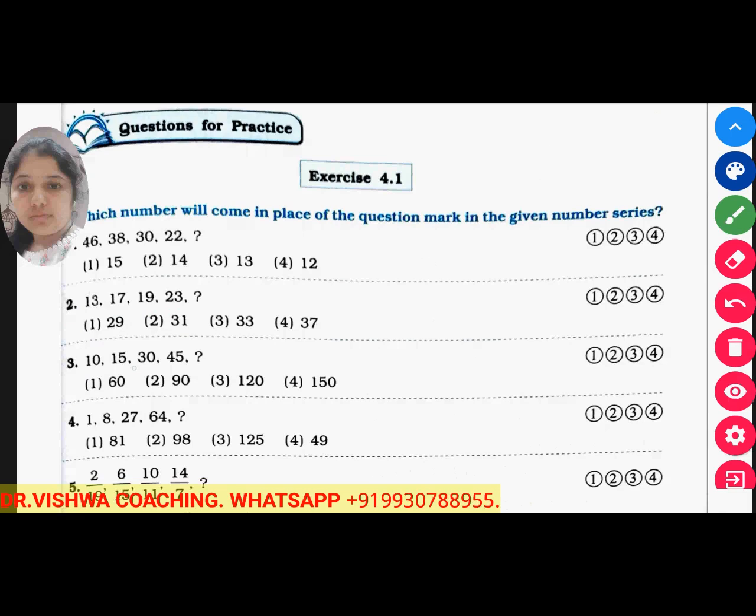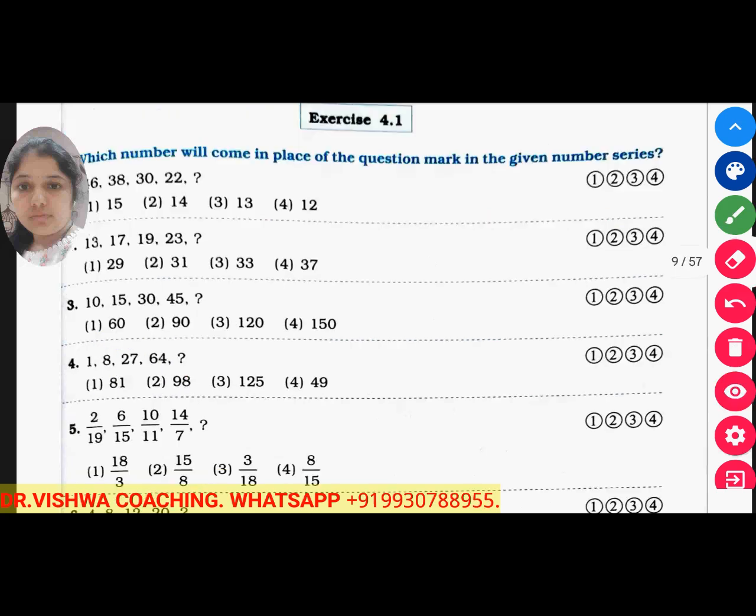Now see, 10, 15, then 30, then 45, and the next number is asked of you. So here again they have done one pattern where this 10 is multiplied by 1.5, so we get 15. 15 twos are 30. Again 30 is multiplied by 1.5, so we get 45. Again for 45 we have to multiply it by 2. So we get the next number in the series as 90.